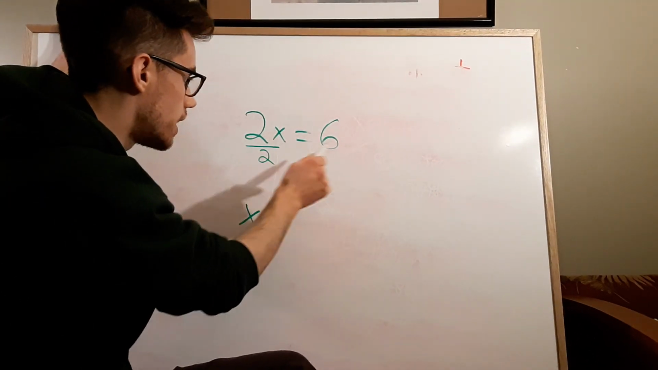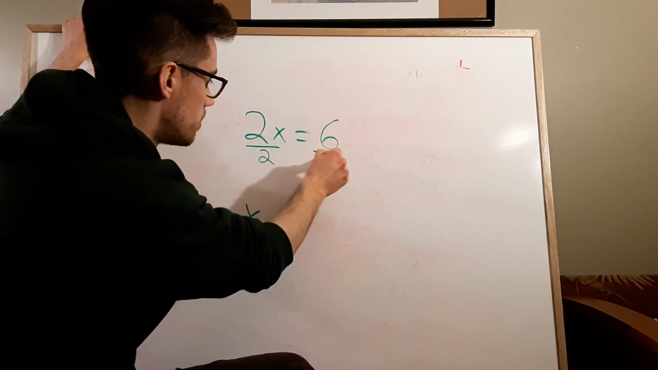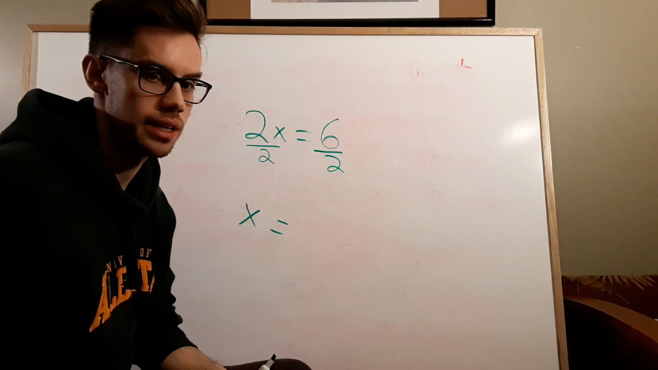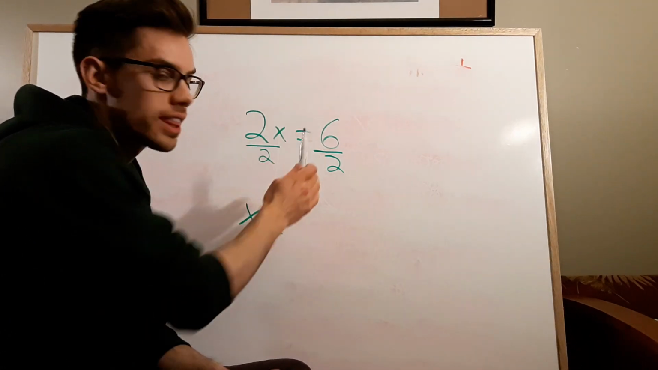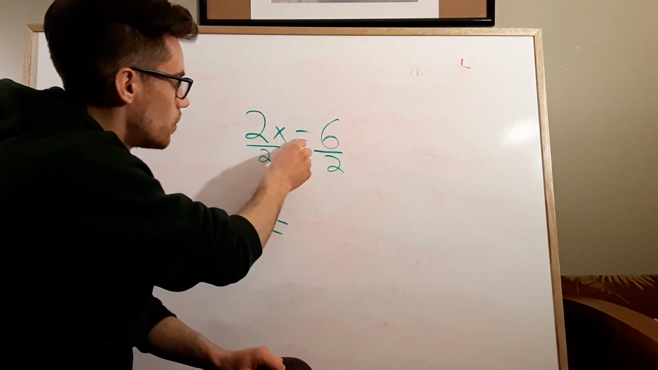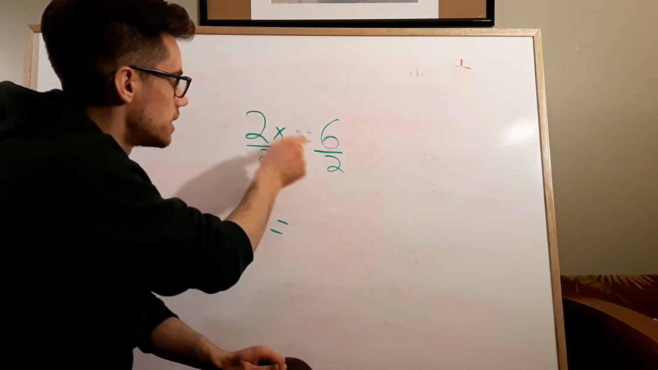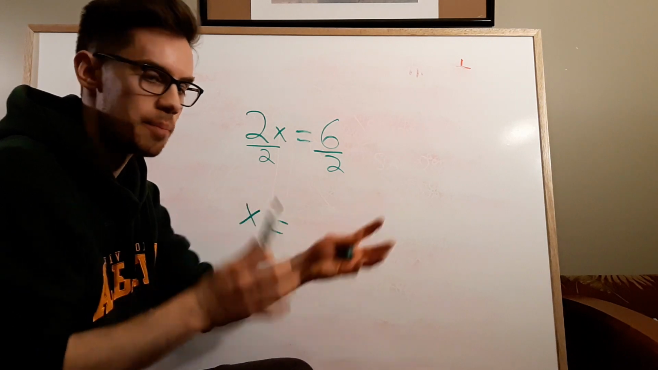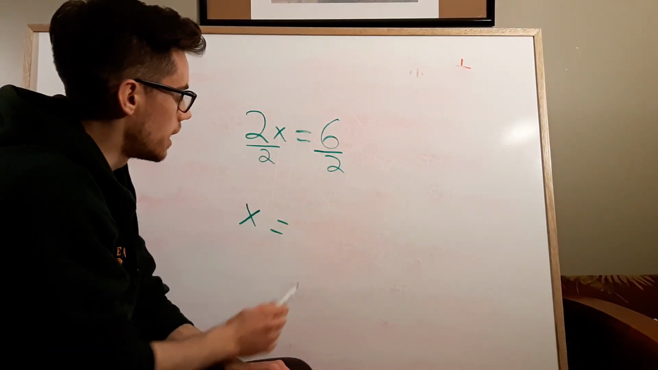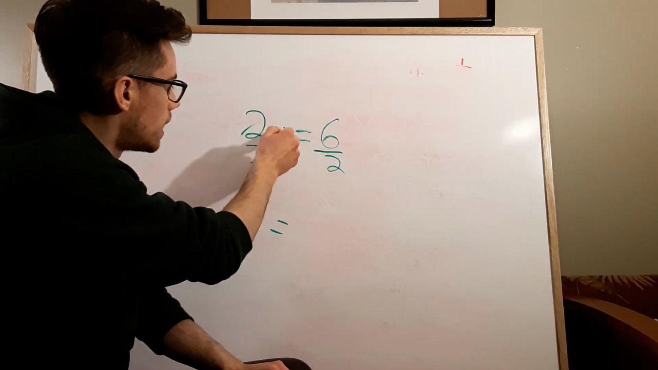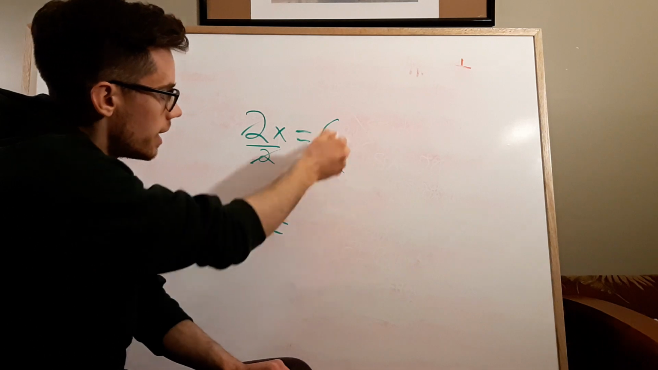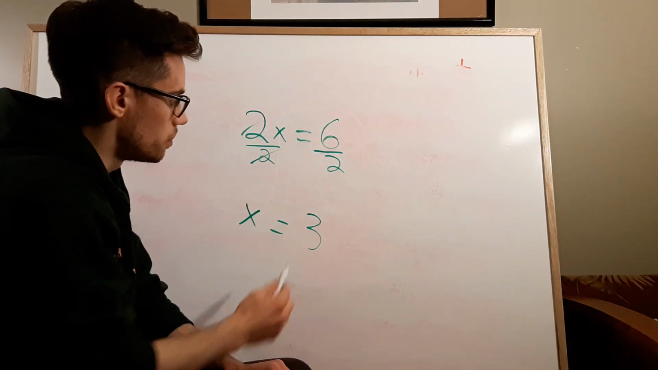I've changed this side, so I must change the other side by the exact same amount to make sure that this equal sign stays true. I don't want to break the law. That's a funny way of putting it, but I don't want to break the rule that says both sides have to be the same. So I divide this by 2, I divide this by 2, and this undoes that multiplication, and I'm left with just the x, just the variable. 6 divided by 2 is 3.